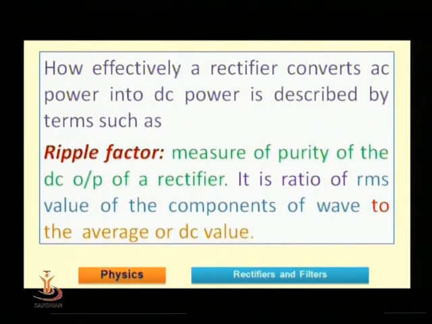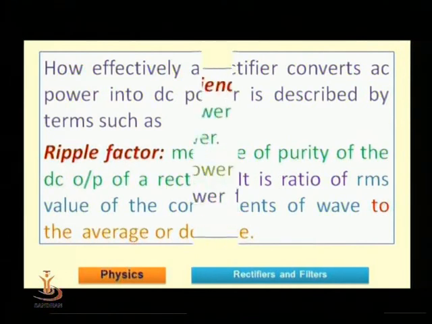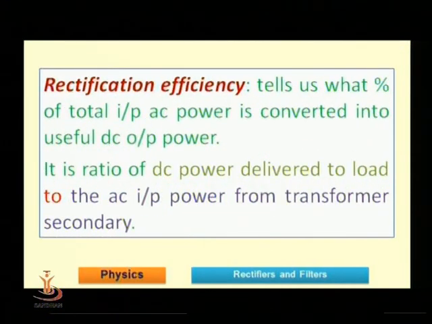Now, how effectively a rectifier converts AC power into DC power is described by two terms: ripple factor and rectification efficiency.